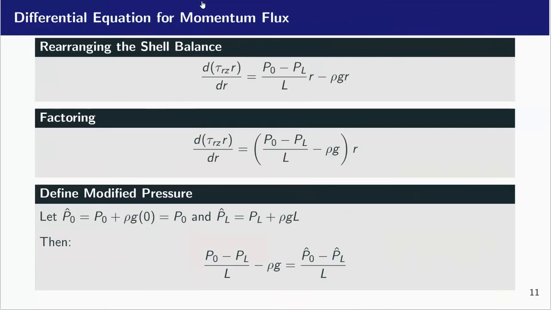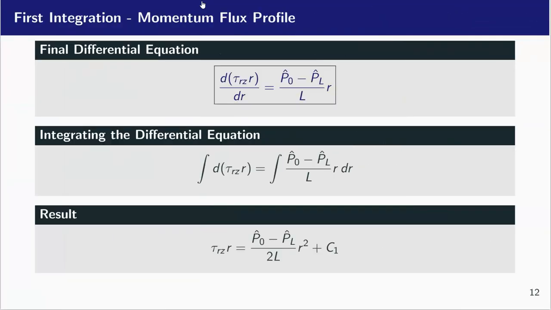Now here, rearranging the cell balance, we get d by dr of (r tau rz) equal to ((p0 minus pL) by L minus rho g) r. Now here let us define P0 cap as p0 plus rho g at 0, and PL cap as pL plus rho g L, so we can write it like that. So (p0 minus pL) by L minus rho g becomes (P0 cap minus PL cap) by L. So we plug that in. Now we have to do the integration.